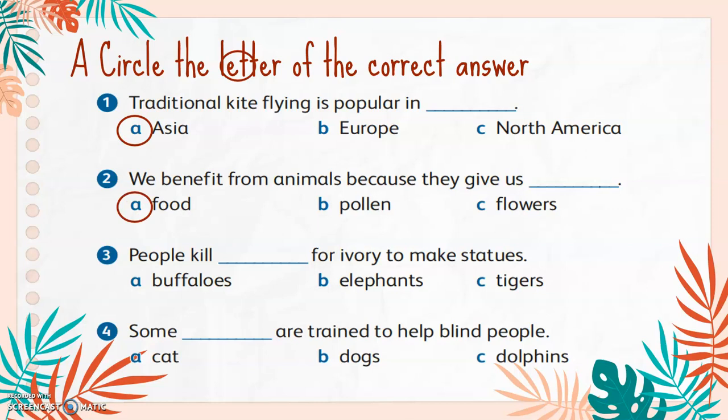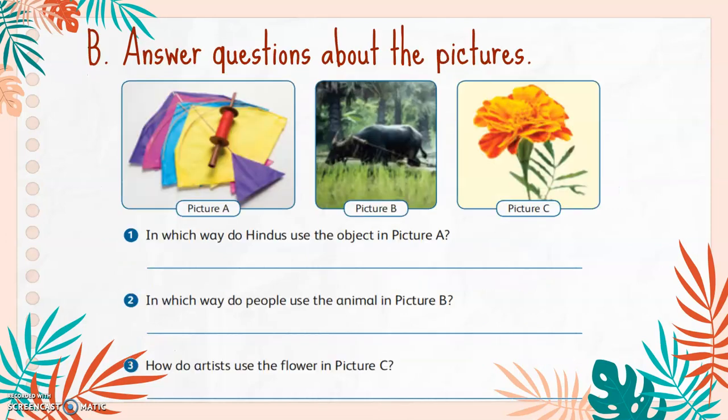Number 2, we benefit from animals because they give us food. Number 3, people kill elephants for ivory to make statues. What animal? Good job, elephants. And then the last one, some dogs are trained to help blind people. What animals help blind people? Okay, good job, dogs.